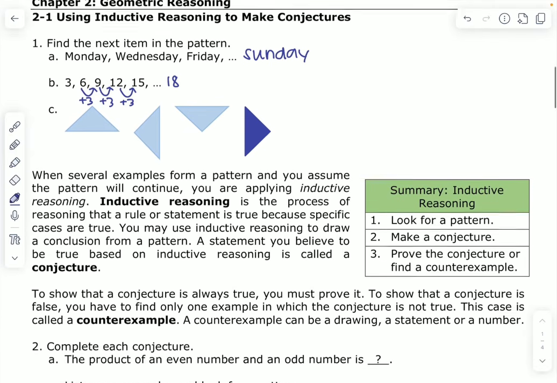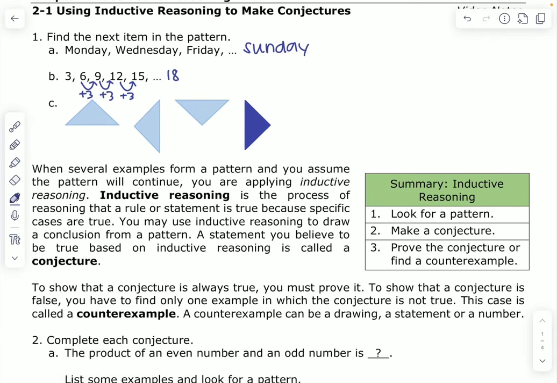Okay, when several examples form a pattern and you assume the pattern will continue, like we just did, we are applying what we call inductive reasoning. Inductive reasoning is the process of reasoning that a rule or statement is true because specific cases are true. You may use inductive reasoning to draw a conclusion from a pattern. A statement you believe to be true based on inductive reasoning is called a conjecture. A conjecture is sort of like a hypothesis in science class. It's an educated guess based off of what we know.